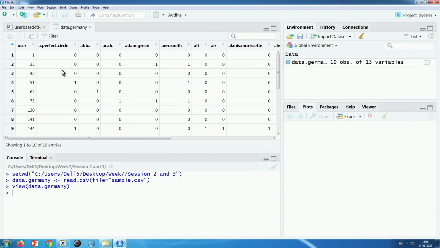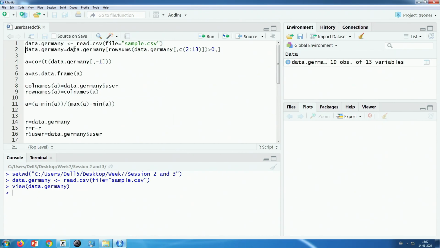So that is something that we are trying to do here. Now these zeros and ones mean that 0 means he has not seen the video, and 1 means that he has seen the video, or in this case probably he has listened to the song, and we are going ahead with that. The first thing is we will check only for such cases where the row sum of data columns 2 to 13 has to be greater than 0.